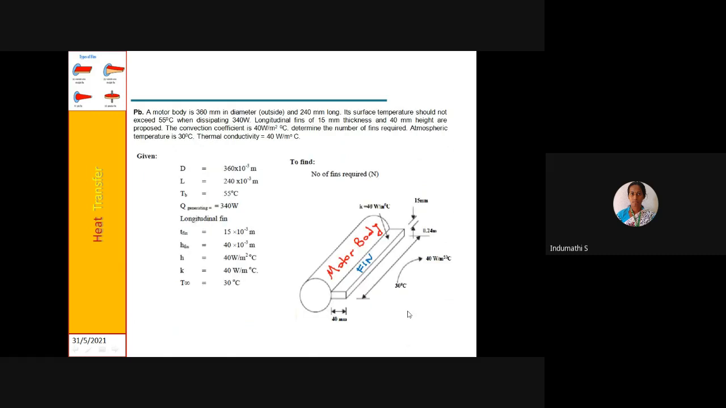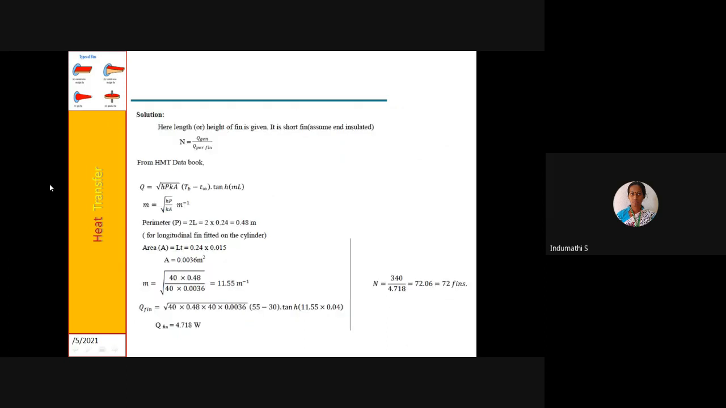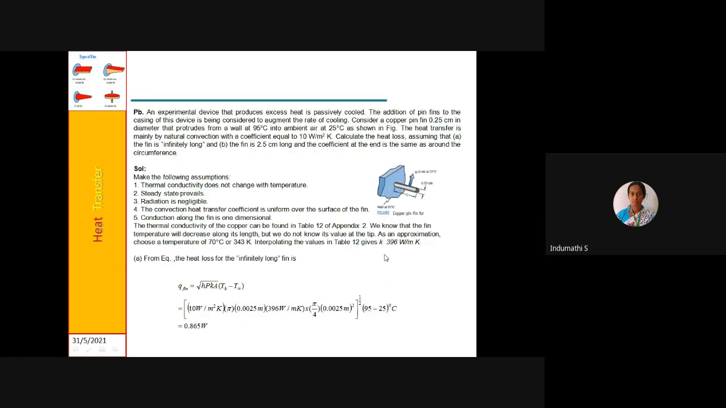Similarly, take another example. This is a motor body which is attached to a fin of rectangular cross section. We have to determine the number of fins required. So this is the solution. Next, another fin we have taken.